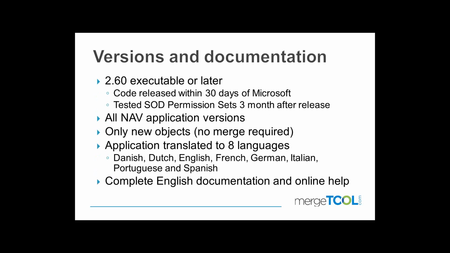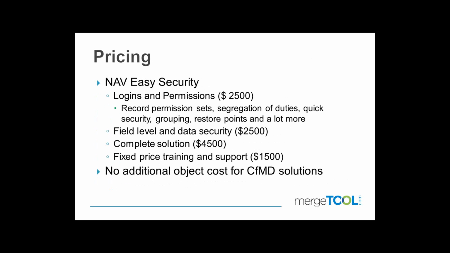All this is actually available from 2.6, and we typically ship this within a few days from Microsoft. Our permission sets take a little longer because we need to do a fair amount of testing that they actually work well. We don't care what application you run, if you use a localized shipping solution, or if you have a very large ISV solution. Basically, for our application, there are only new objects. So we will treat anything that is in your database the same. We have the application in multiple languages also, and there actually is complete documentation, online help, and a whole lot of videos on our website.